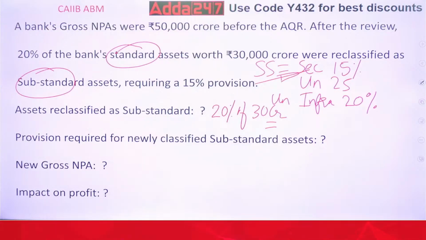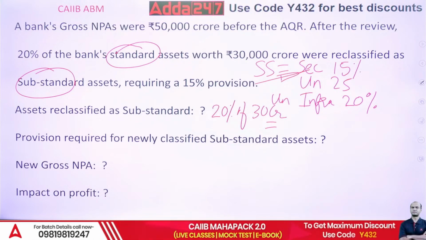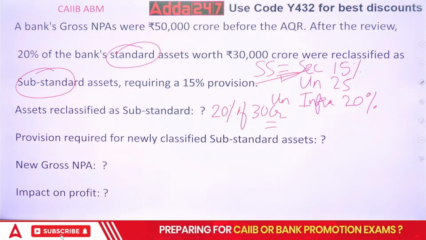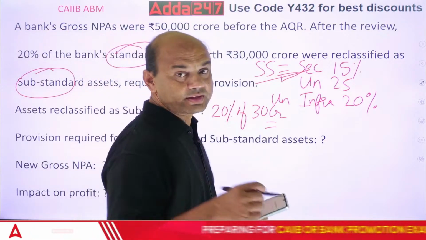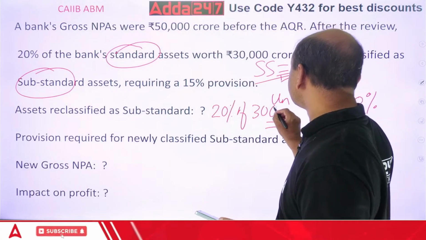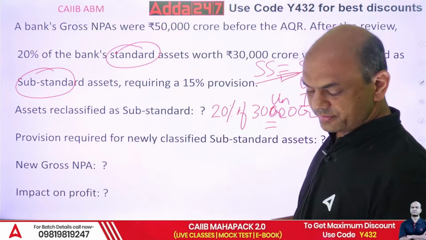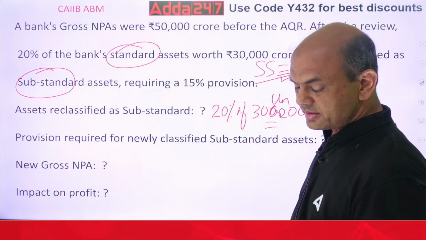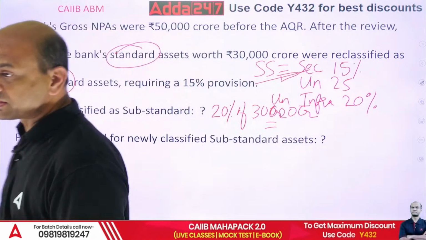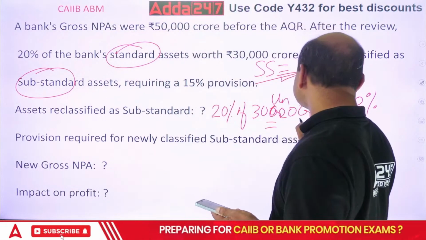Okay, 15%. 30,000 crores, what was it? Oh, 30,000. It's not 30 crores. 30,000 crores, things will change now. 30,000 and then crores, so 3 zeros will be added now. It will be more now. It will be 6,000 crores. Yeah, 6,000 crores it will be.